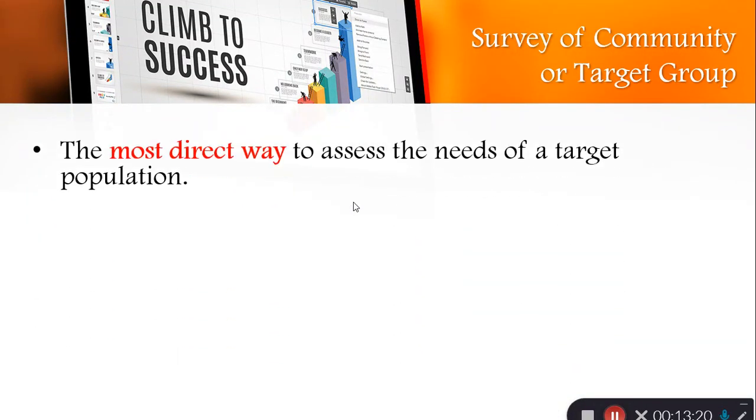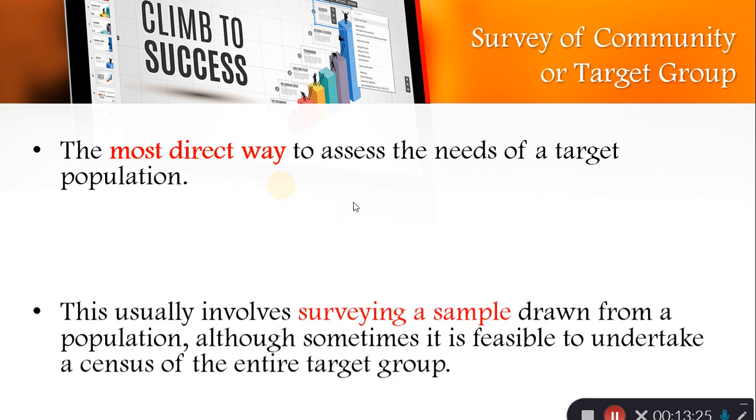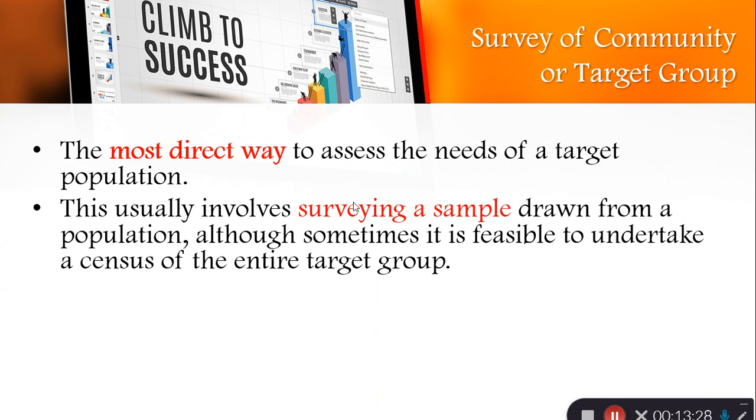And then finally, the survey of community or target group approach is the most direct way to assess the needs of a target population. Every other approach that I've discussed thus far has involved some kind of secondary source of data, whether it be key informants, or the treatment rates under the treatment approach, or the social indicator approach. None of those approaches involve directly assessing the needs of the target population. Versus in this approach, this is a direct way where we go straight to the source in order to assess whatever the needs of the population might be.